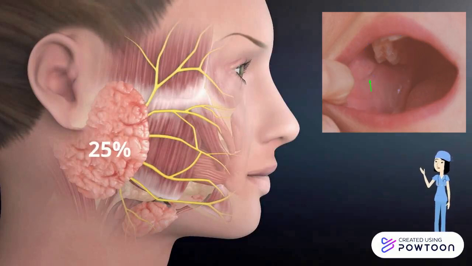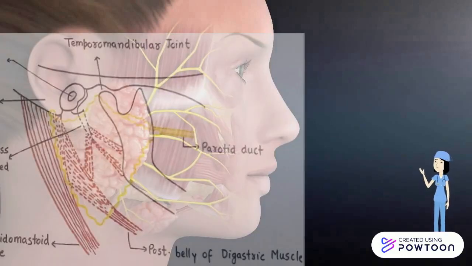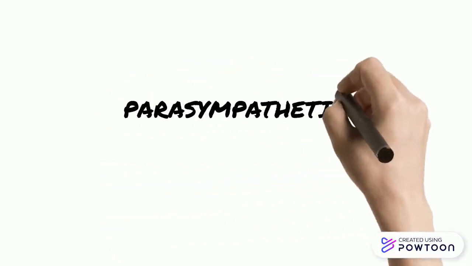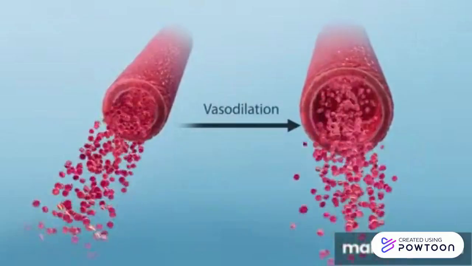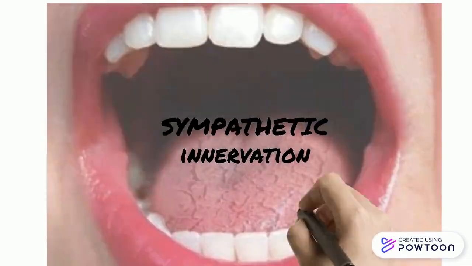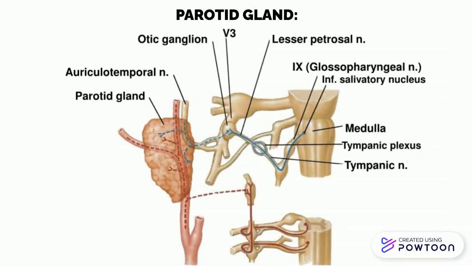The gland is responsible for 25% of salivary flow and is located in the parotid bed. The parotid gland is divided into two lobes which are separated by the facial nerve. The parasympathetic innervation of salivary glands causes vasodilation and an increase in saliva flow, whereas sympathetic innervation reduces salivary flow. Let's discuss the parasympathetic and sympathetic innervation of the parotid gland.